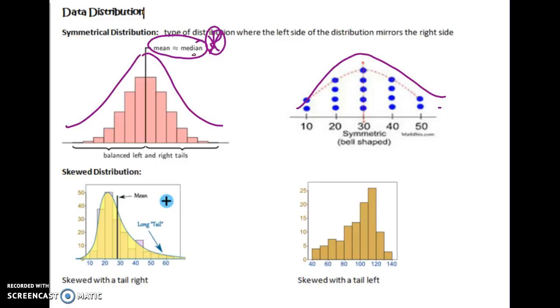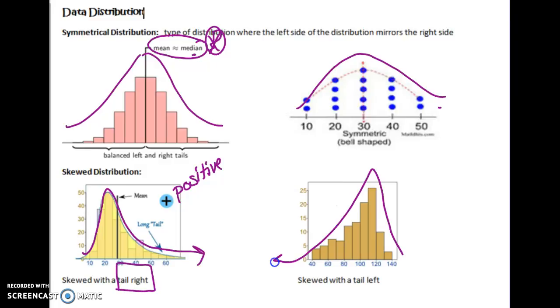The other type of distribution that we talk about is skewed. What this would look like, the one on the left, is skewed with a tail going off to the right. The reason being is most of the data is on the left side, but with a little bit trailing off to the right. Sometimes we also call that positively skewed. This histogram on the left is skewed with a tail to the left because most of the data is on one side and there's a little bit of tail going to the left.